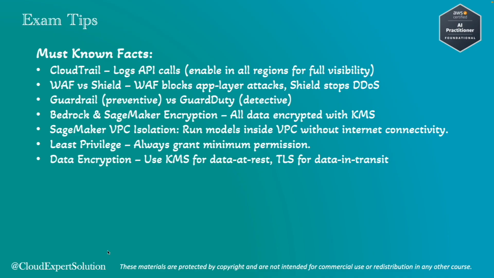Then you have data encryption. You can use AWS KMS to encrypt data at rest. However, you need to use TLS, or Transport Layer Security, for data in transit. That means you need HTTPS, or you need to enable SSL or TLS for data in transit. That is all. Now you know the key AWS services and how they can protect your AI/ML workload.